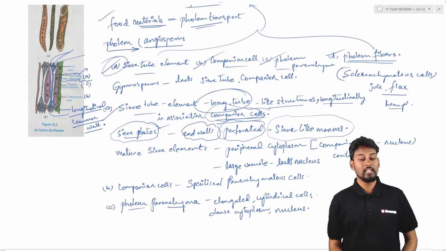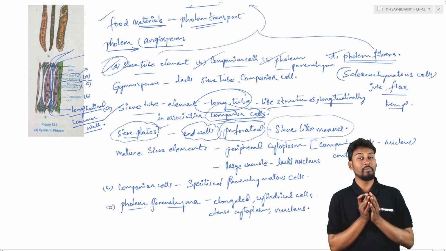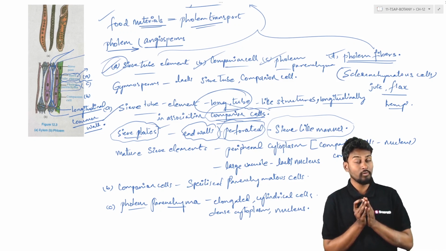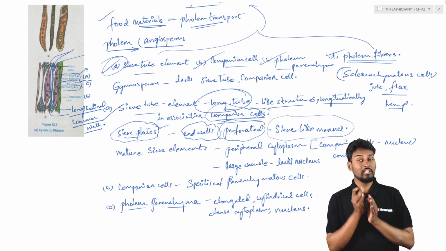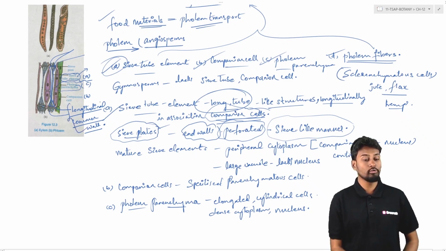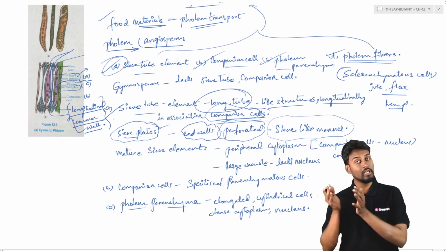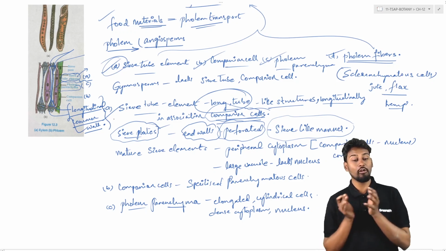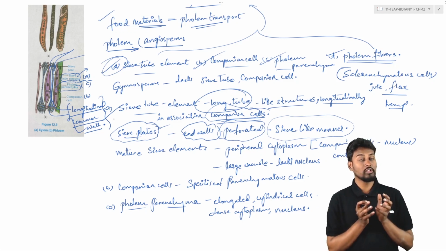So the sieve elements are always connected with the phloem parenchyma. Sieve tube elements are the ones in connection with the phloem parenchyma, and we can see all the way round there is a common longitudinal wall between the phloem parenchyma and the sieve tube elements.